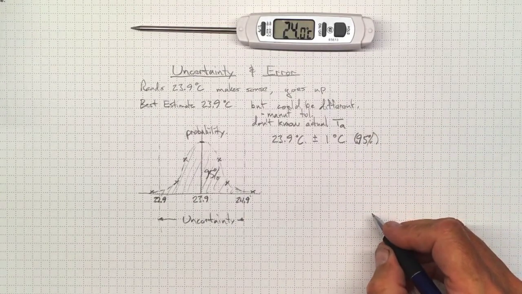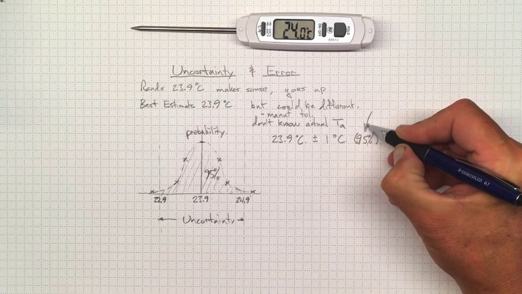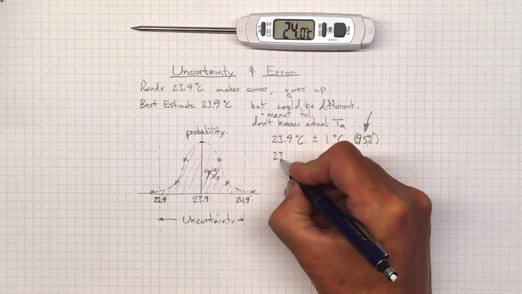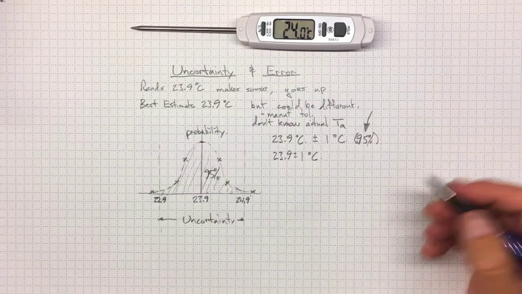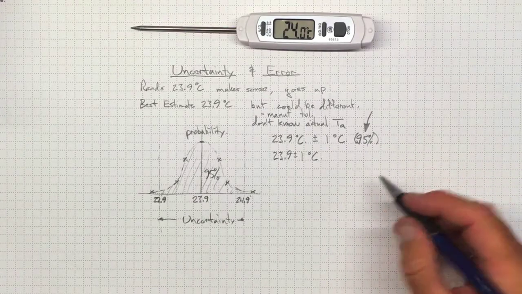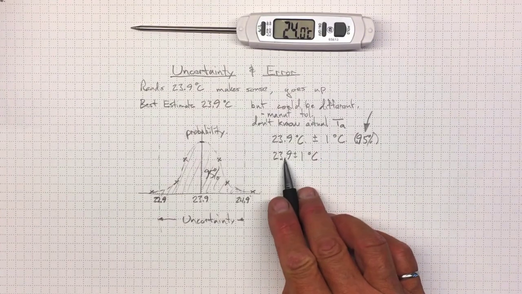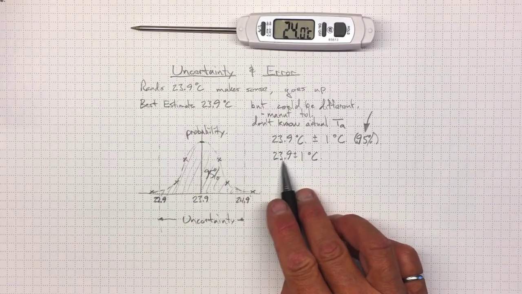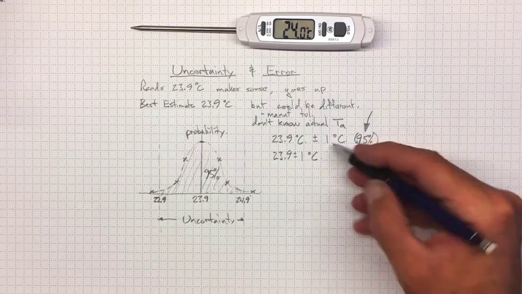And in this course and in most engineering measurement, we're going to use this 95% all the time. And as a result, what you'll see more commonly is just 23.9 plus minus 1 degrees Celsius as an expression of what the actual temperature is. And this is an expression of our uncertainty. We don't know what the actual temperature is, but we think that it's 95% likely to be within 22.9 up to 24.9 based on our measurement of 23.9. Now, where do we get that uncertainty?